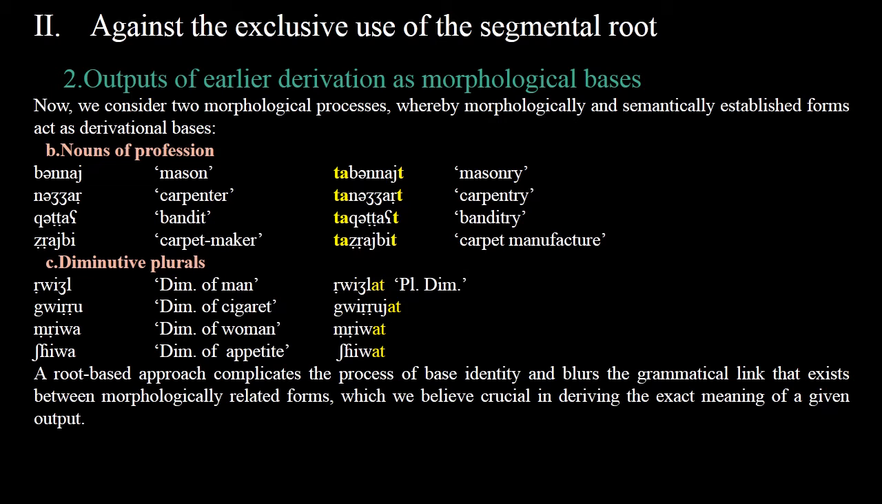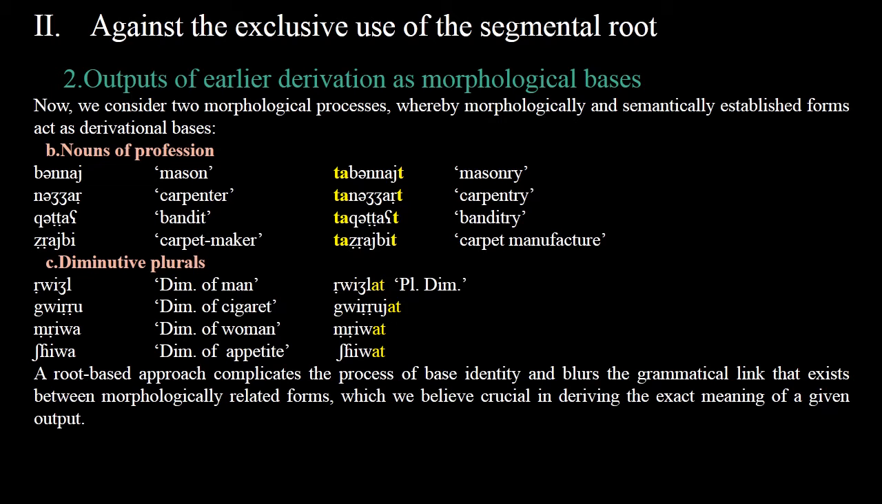Now, we consider two morphological processes, one derivational and the other inflectional, whereby morphologically and semantically established forms act as derivational bases. In the first set, we have nouns of profession derived from agent nouns. So we have tebnait, masonry, derived from bnay, mason. Tanjart, carpentry, derived from njar, carpenter.